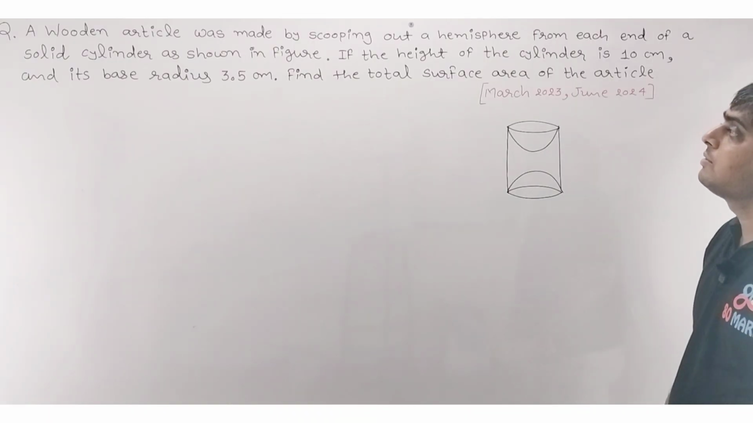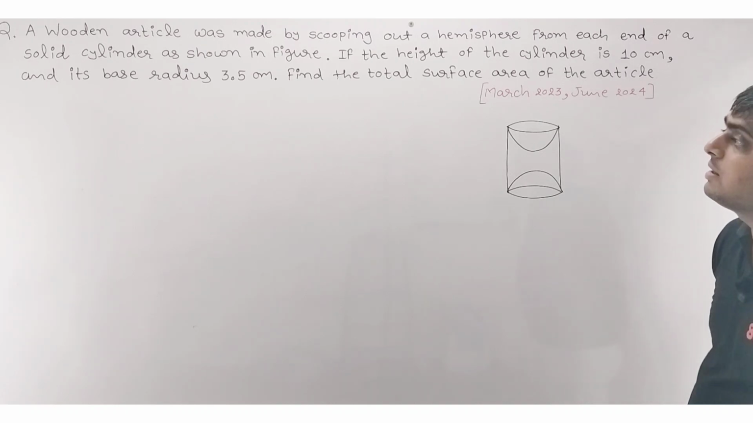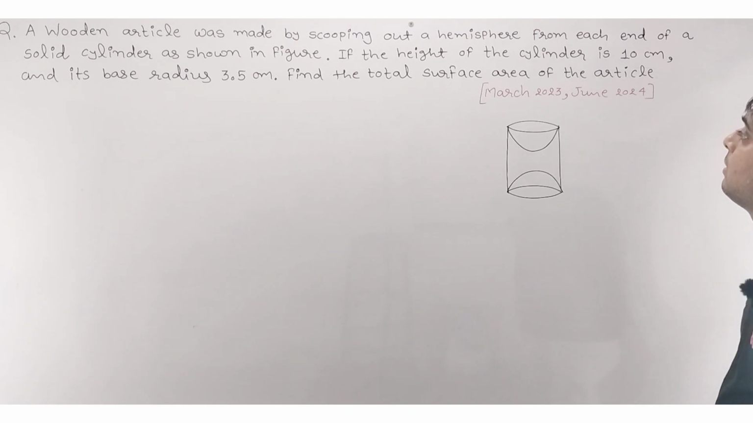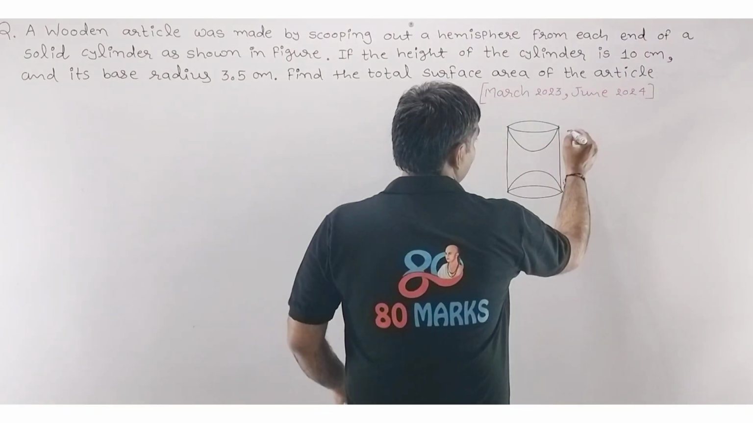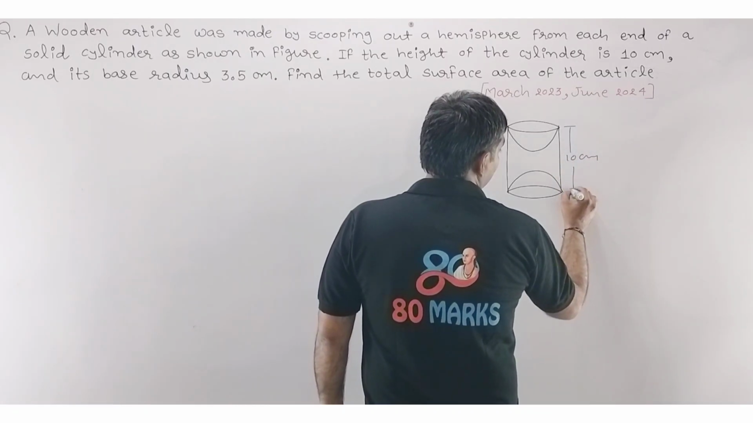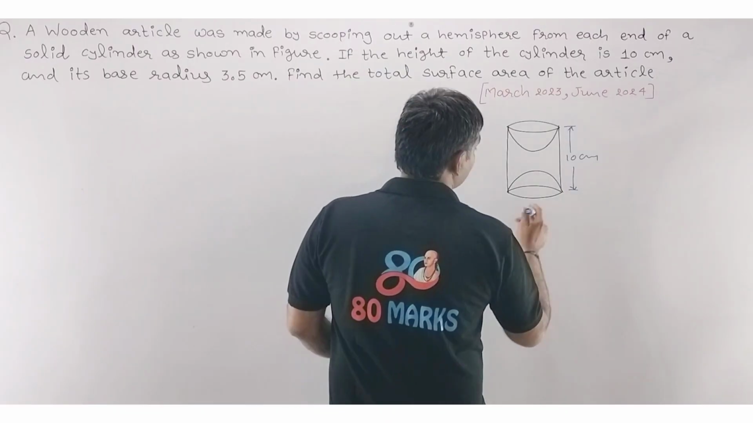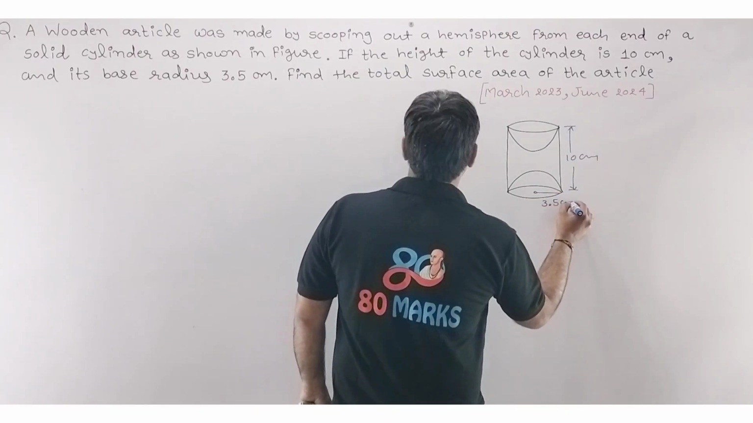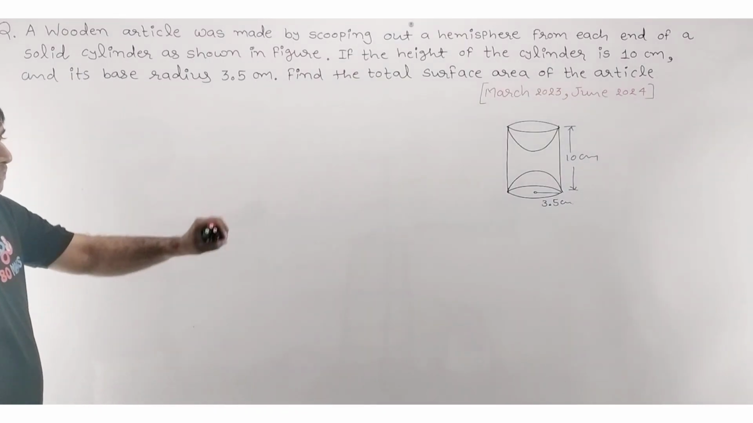A wooden article was made by scooping out a hemisphere from each end of a solid cylinder as shown in the figure. If the height of the cylinder is 10 centimeter, and its base radius is 3.5 centimeter, find the total surface area of the article.